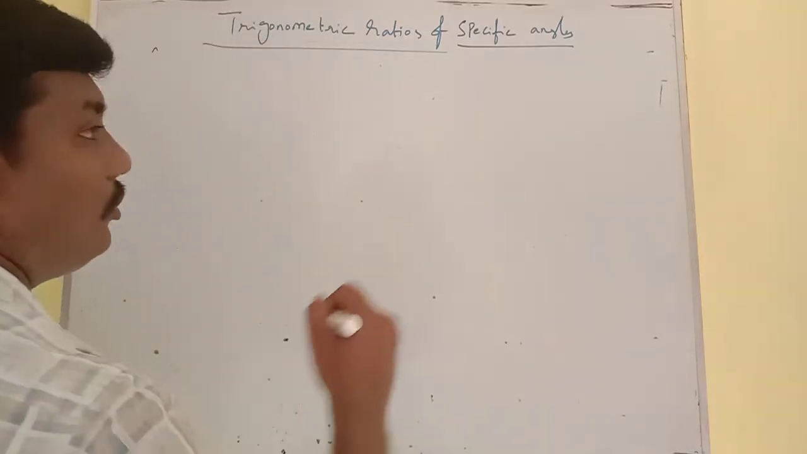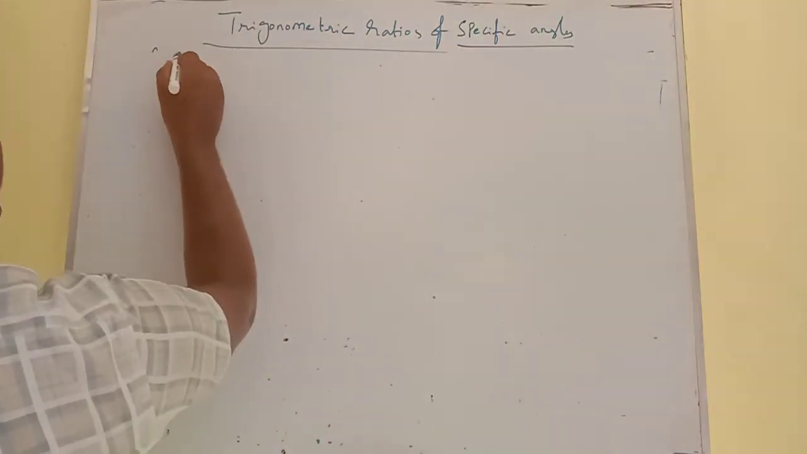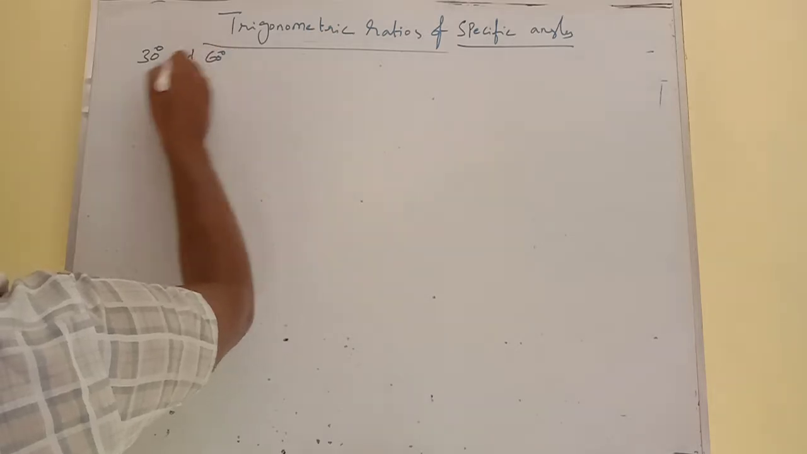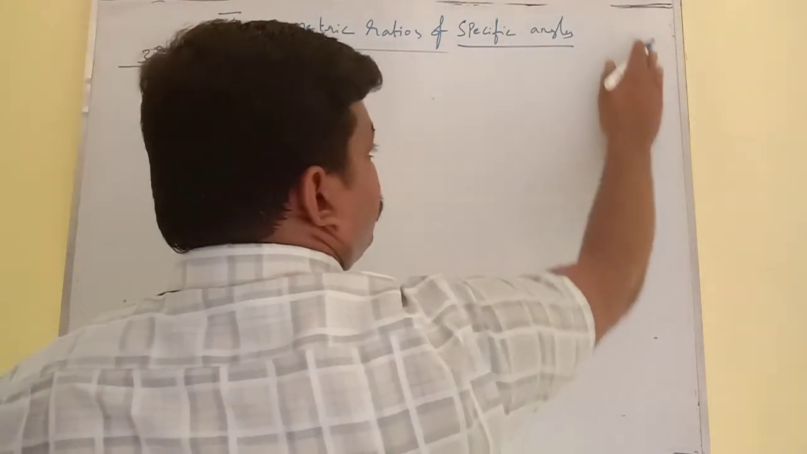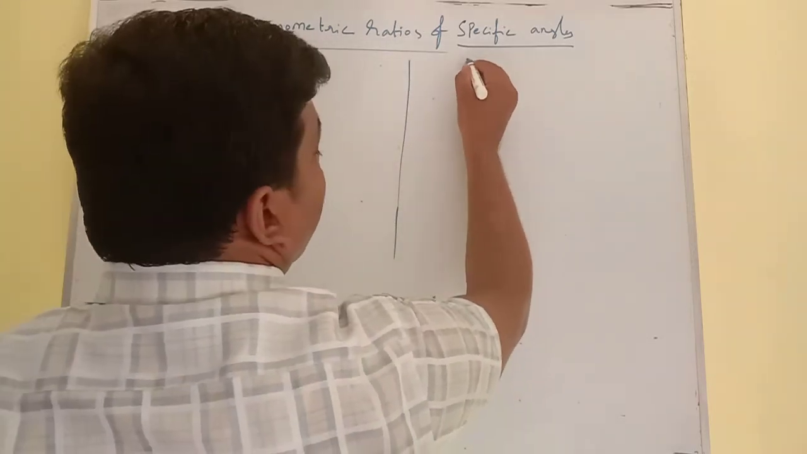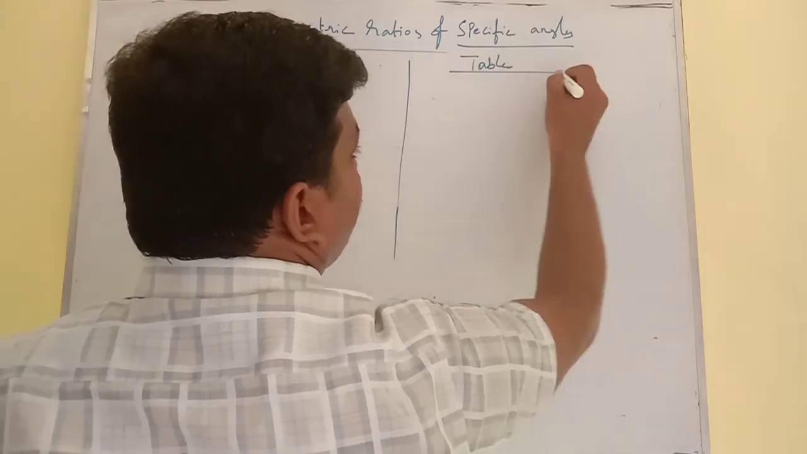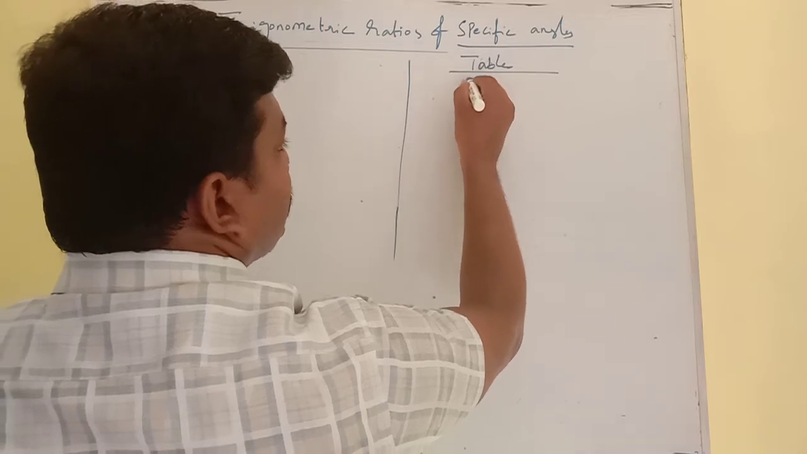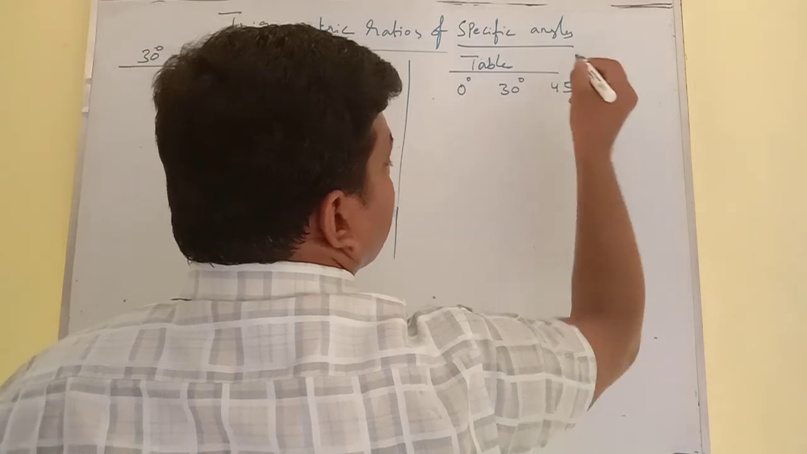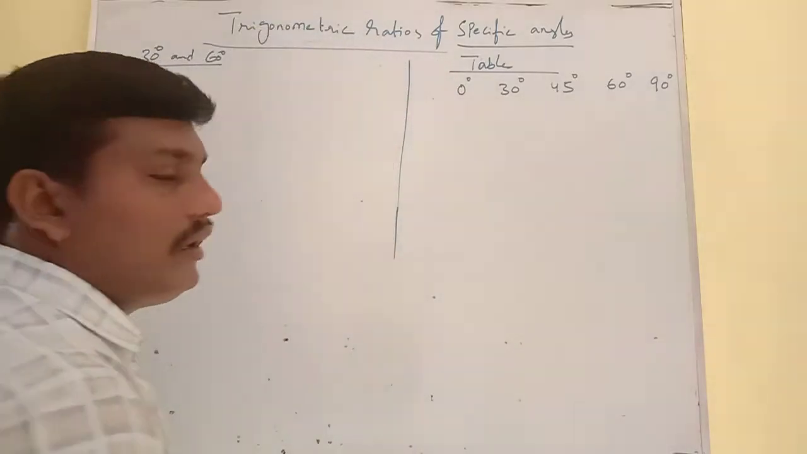Let me show how to find the values for 30 degrees and 60 degrees for each trigonometric ratio. To do that, we have to draw a table, a trigonometric table, so we can write the data in the form of a table. We take 0 degrees first, then 30 degrees, next 45 degrees, then 60 degrees and 90 degrees. These are the specific angles.